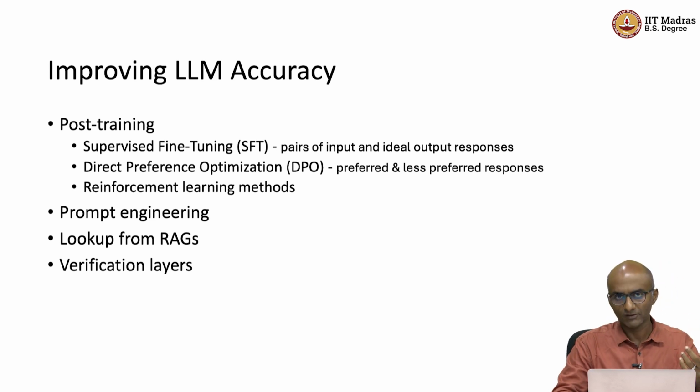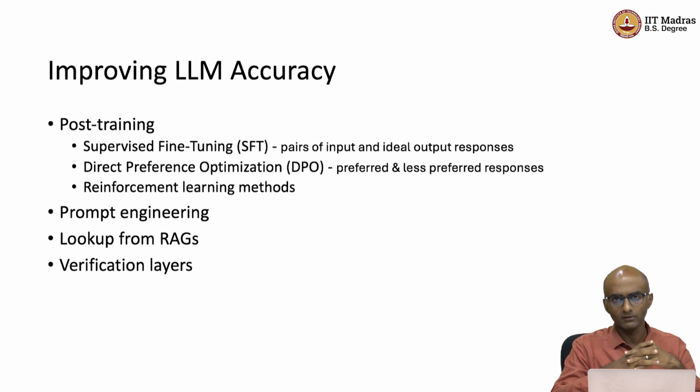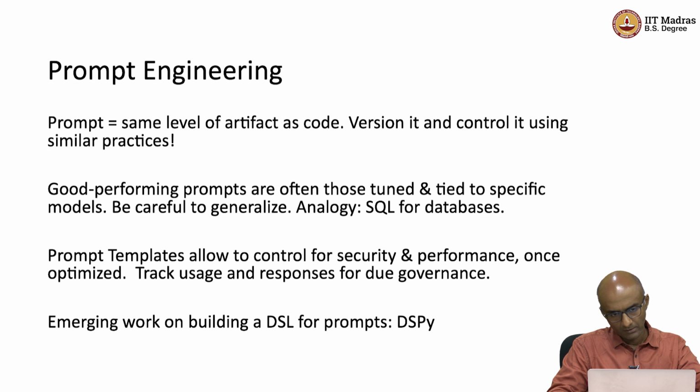Obviously, it helps you control hallucinations as well, by the way. But more importantly, the broader accuracy of the responses goes up if it looks up from a document which is a known source. So that's lookup from RAGs. And last but not the least is verification layers. Can you put in layers which verify the output? We'll take a look at this as well in a couple of slides. So let's dive into prompt engineering.